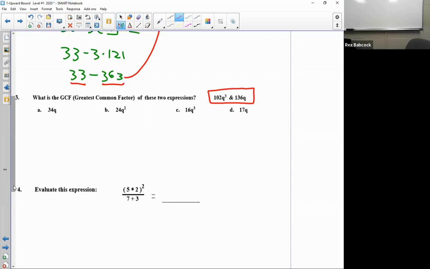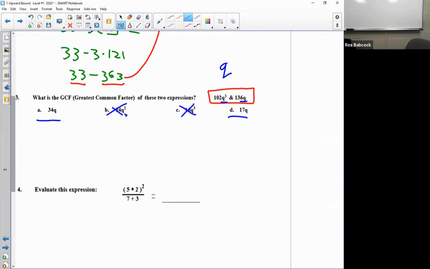Okay, let's take a look. I'm going to play it smart. Between a q cubed and a q, the variable has to be q. So only two that have a chance are A and D. Can't be B, can't be a square, and it can't be a cube for the greatest common factor.